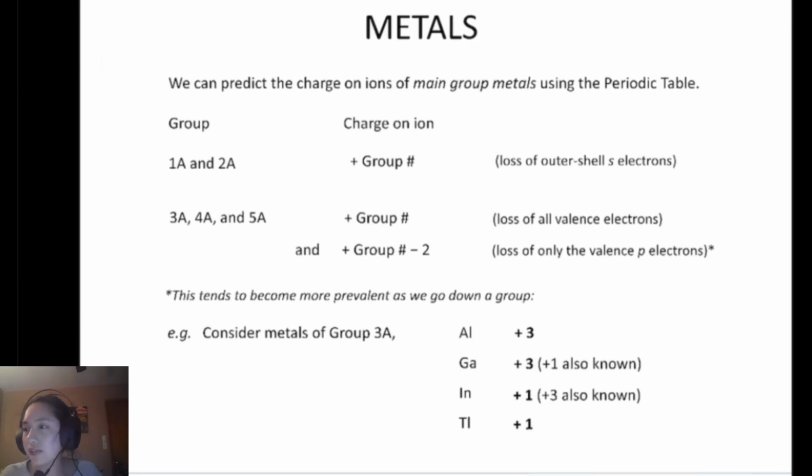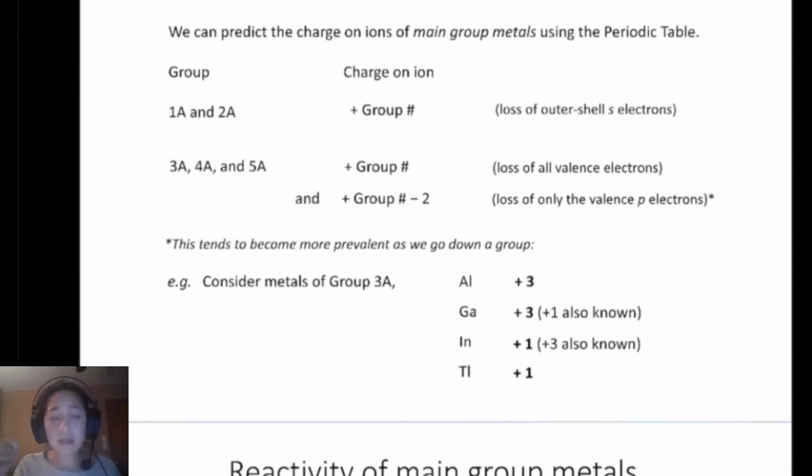Okay, so diving deeper into metals, we've already kind of done this, but we can predict the charge of the cation that is produced when you have a metal with main group metals. That means group 1 and group 2. So when we look at group 1, the alkali metals, the charge of those ions is equal to the group number. So we already know that.